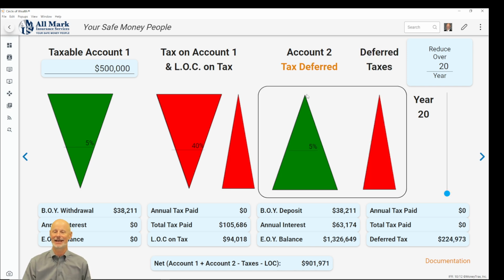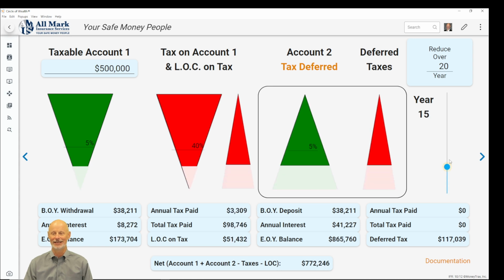Now, if we put that in a tax-deferred account, we end up over here still having a tax deferred amount of $224,000, and our net result is $901,971.